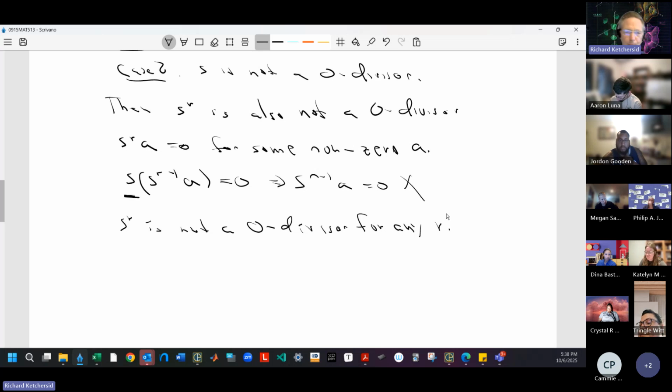I had to do something right in the middle that I got stuck on. I'm taking S, which is not a zero divisor, and I'm showing by induction that S to the R is not a zero divisor. So the base case is 1, and that's given because that's what I'm assuming: S to the 1 is not a zero divisor. Now I'm assuming S to the R minus 1 is not a zero divisor, and then I showed that S to the R, which is S times S to the R minus 1, is not a zero divisor.